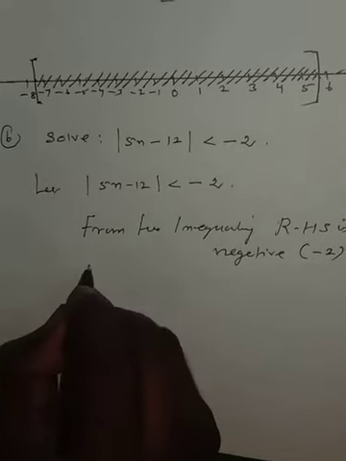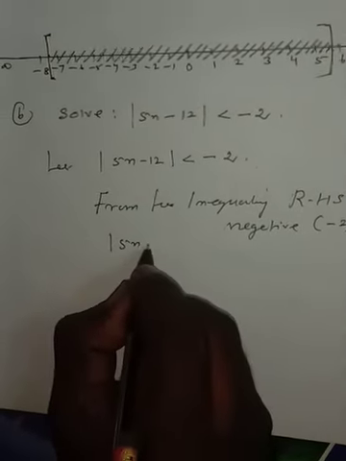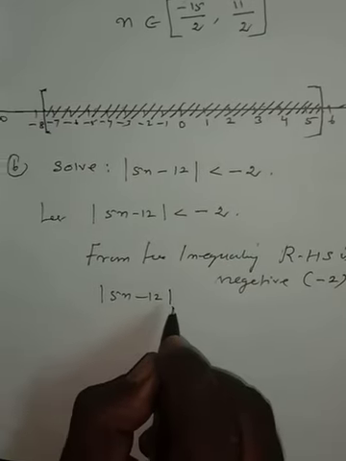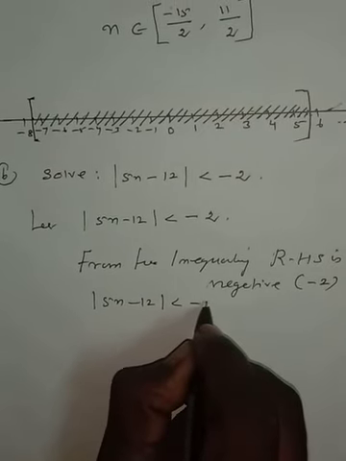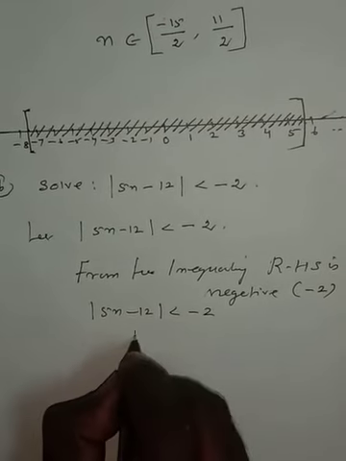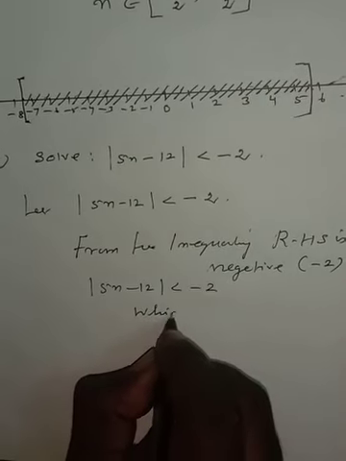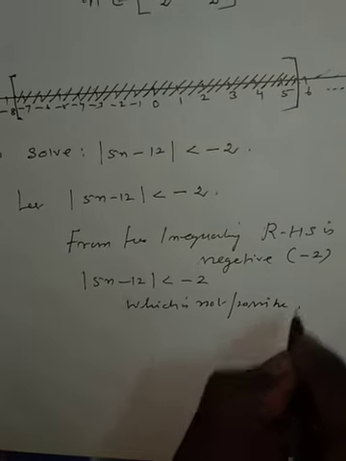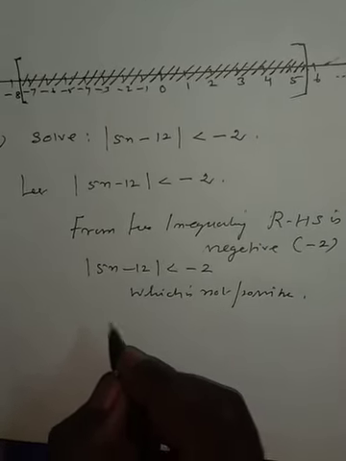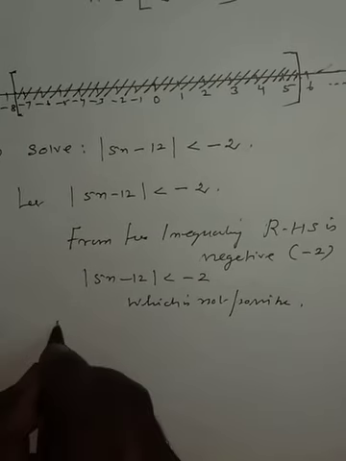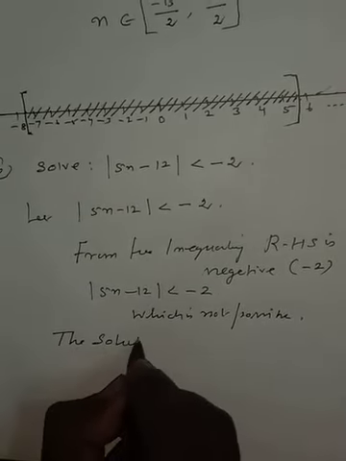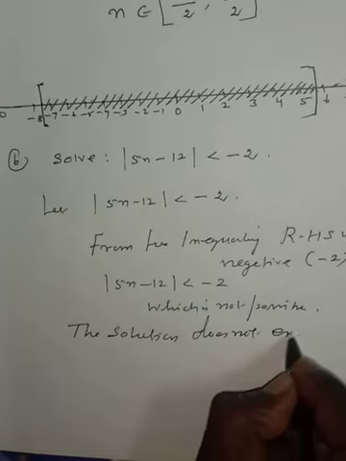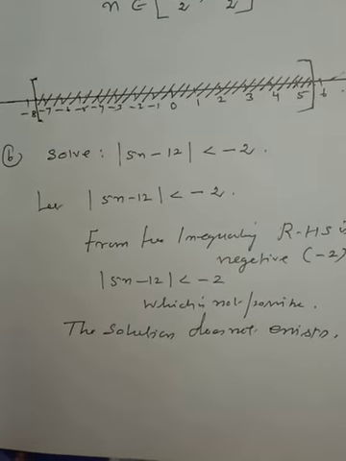So modulus of 5x minus 12, which is greater than or equal to 0, is possible, but less than minus 2 is not possible. Not possible means impossible. Therefore, we cannot find the solution. So, the solution does not exist.